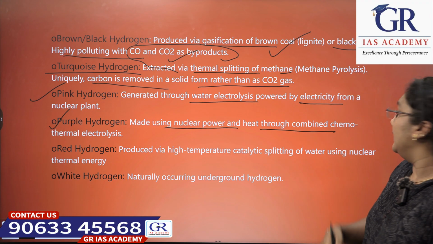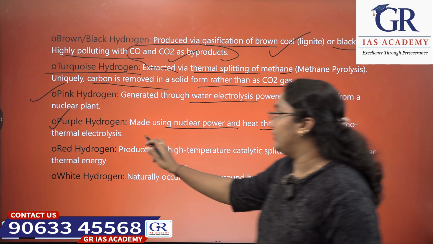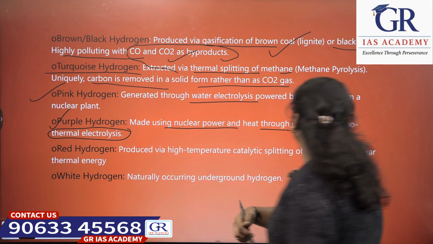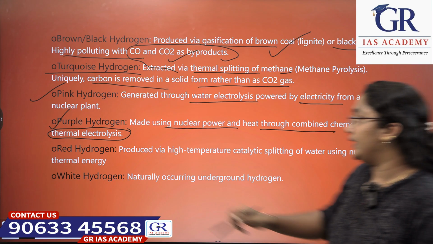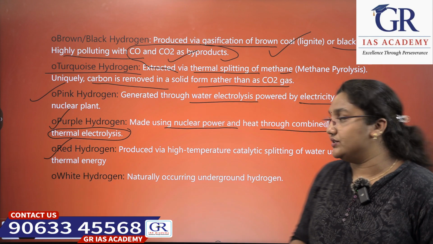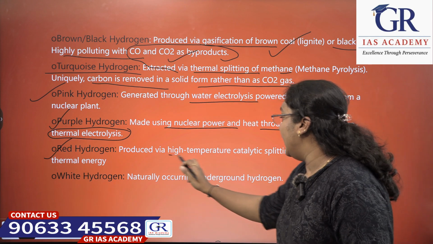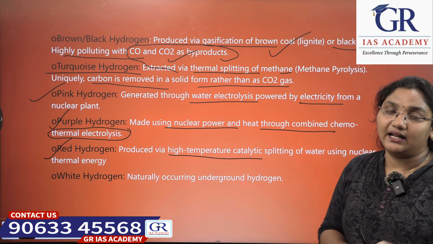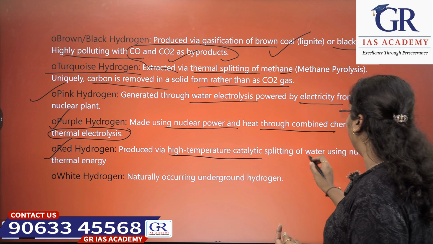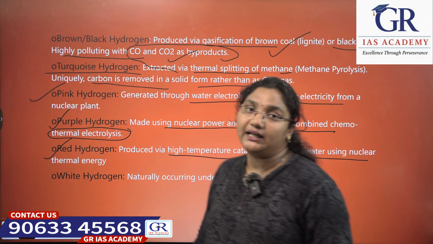And heat through combined chemothermal electrolysis. Okay. Next is the red hydrogen. Red hydrogen is produced via how? High temperature catalytic splitting of water using nuclear thermal energy.